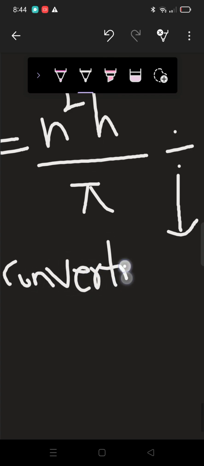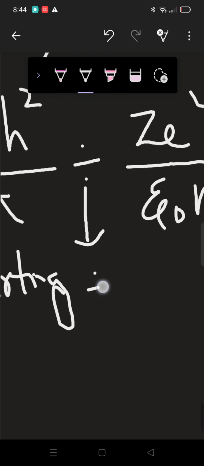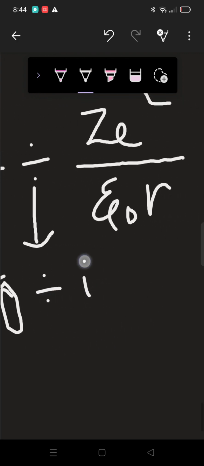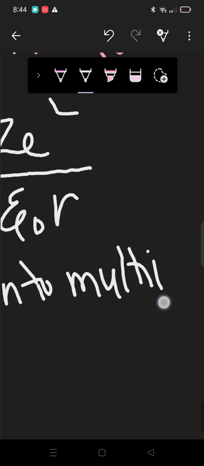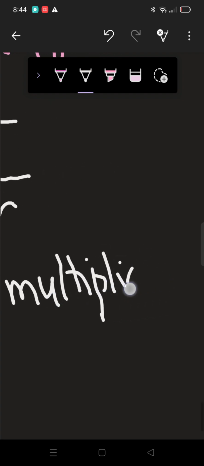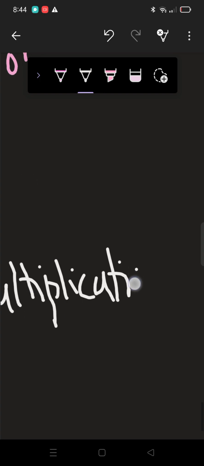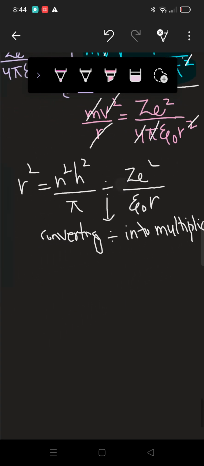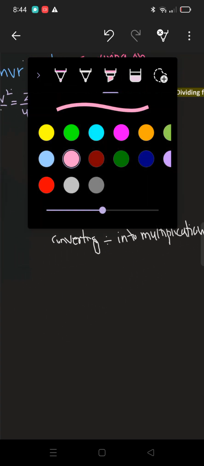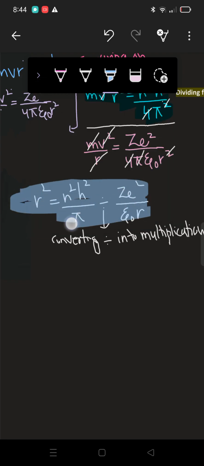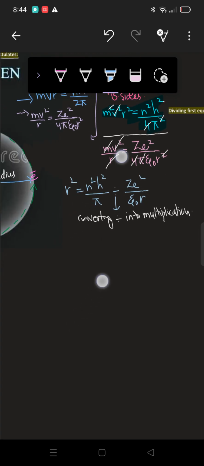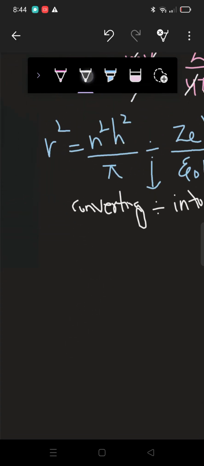converting division into multiplication. What we're going to get will be, wait, let me highlight this too, because I don't like white color at all. Okay, so let's convert this sign.